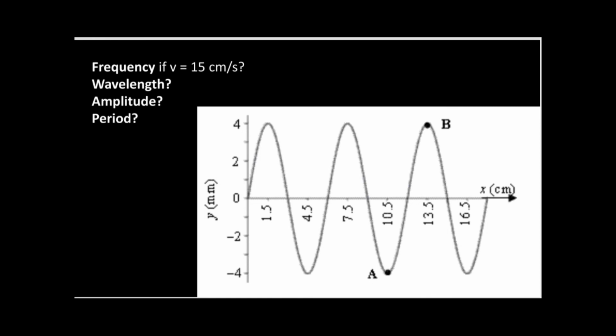So let me get a different color marker. So if this is a wavelength, right? 1.5 to 7.5. So we could do, oh, it's not going to show up. 7.5 minus 1.5 is what? 5? So that would be like 5 meters.